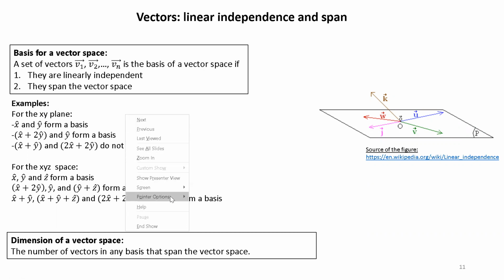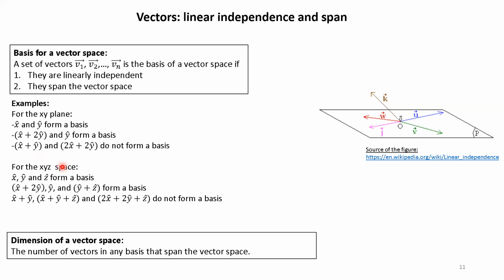However, this is not the only choice. If I choose x hat plus 2y hat and y hat, this will also be a basis, because they are still not parallel to each other. But the third one is not true. x hat plus y hat and 2x hat plus 2y hat will not form a basis, because if you multiply the first one by 2, you get the second one. So these two are linearly dependent. They're parallel to each other.